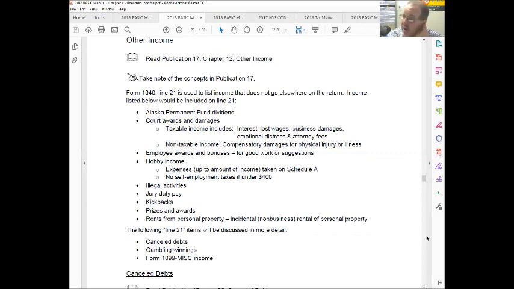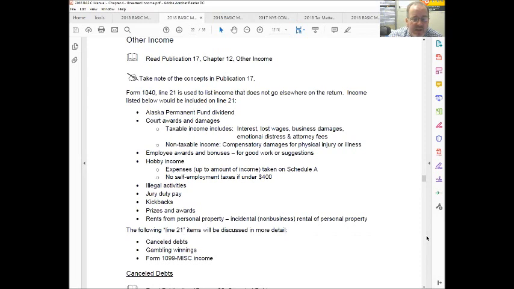Another example is for those of you that like to partake in calling in and trying to win concert tickets on the radio, that's another one, okay? On those prizes and awards that you win, the radio station will probably send you a little 1099 that says, hey, you won tickets to see Trans-Siberian Orchestra, and they're valued at $100 each, so you pay tax on that $200. The last point there is rents from personal property.